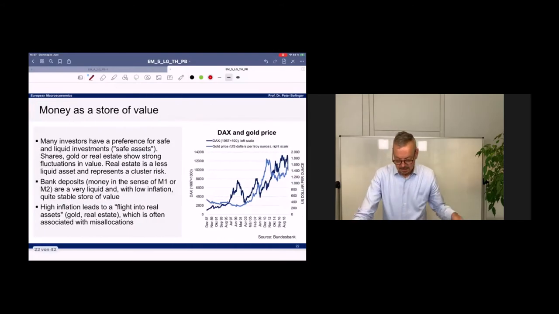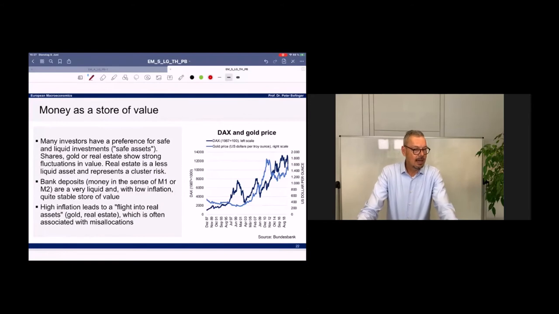Here you can see the prices of gold and of shares. Of course, they're increasing a lot, but they can also decline. And while some people have a preference for risky assets, other people want safe assets. And here, money in the form of bank deposits is a safe asset. And of course, it can only fulfill this function as a safe asset if the inflation rate is relatively low. If you have 40, 50% inflation, then it's difficult for people to have any kind of safe assets.